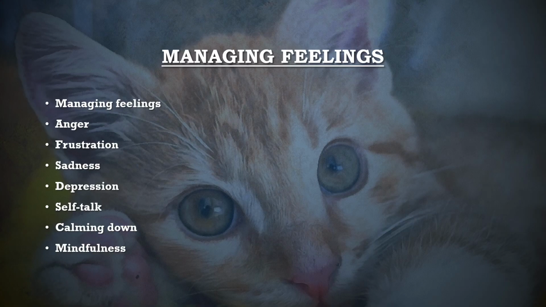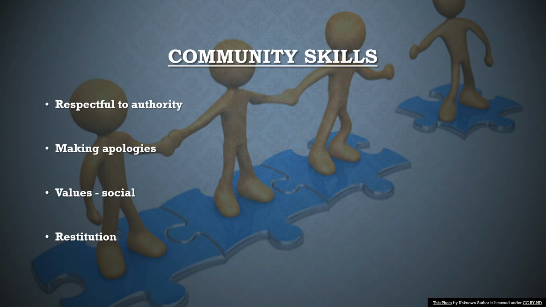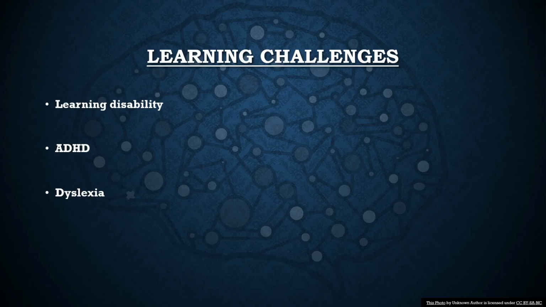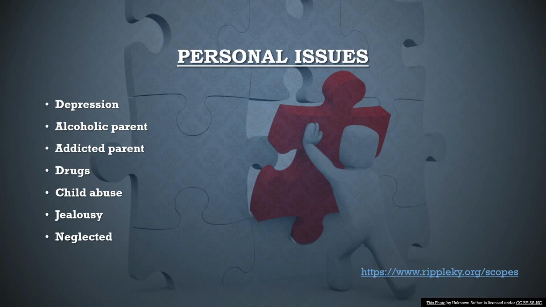Managing feelings, anger, frustration, sadness, depression, self-talk, calming down, and mindfulness. Community skills, respectful of authority, making apologies, values, social, and restitution. Learning challenges, learning disability. They could have a learning disability, ADHD, dyslexia. Those are a few of the learning challenges. Personal issues, depression, an alcoholic parent, an addicted parent, drugs, child abuse, jealousy, neglect.